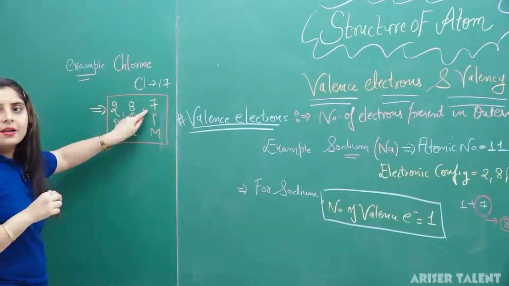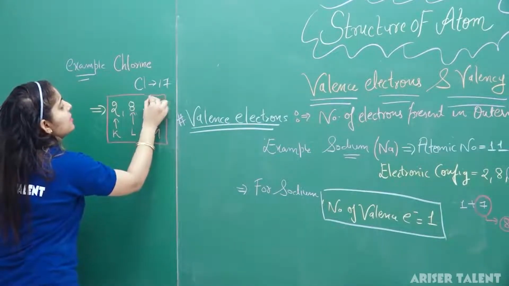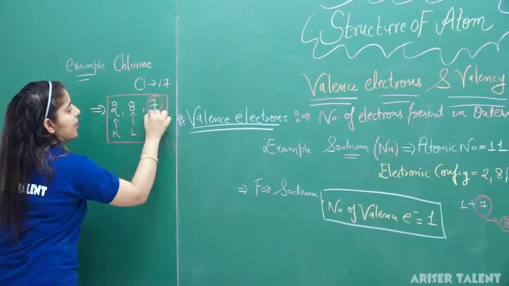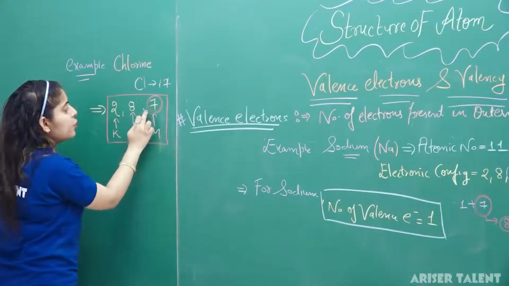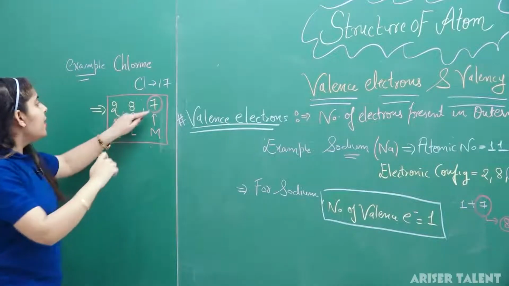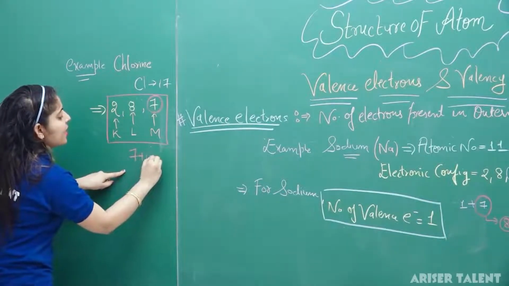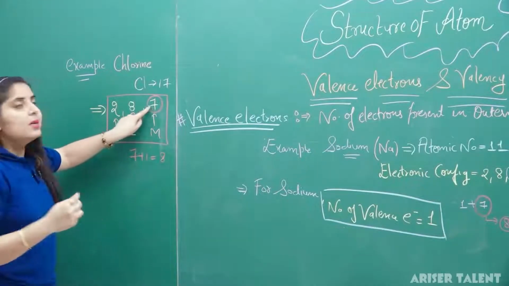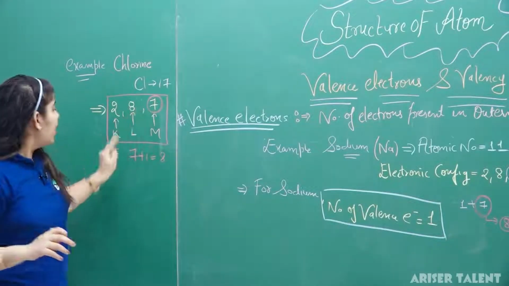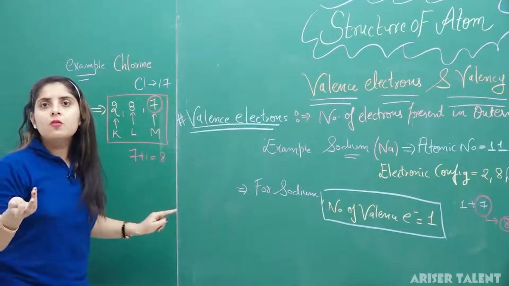What we see here, it has 7 electrons in the outermost shell. So these are actually the valence electrons, and if I need to complete its octet, I will need 1 extra electron. So 7 is the number of valence electrons and 1 will be the valency of the element.